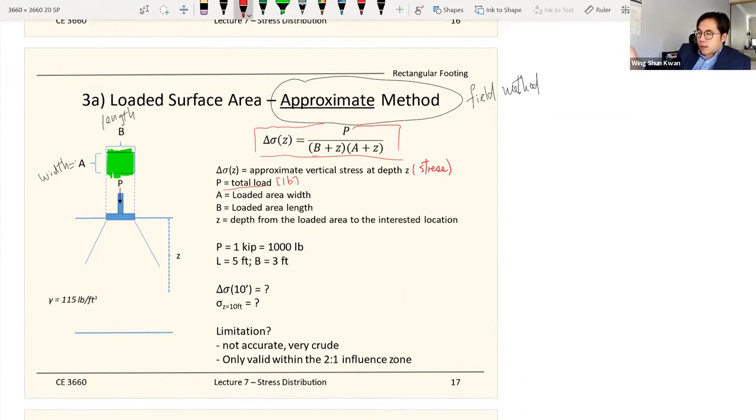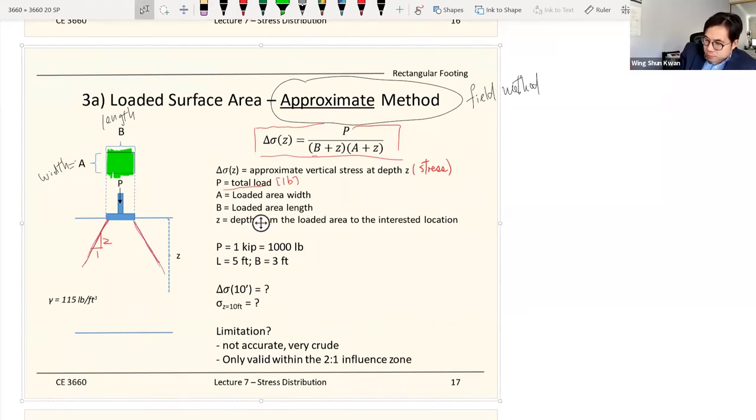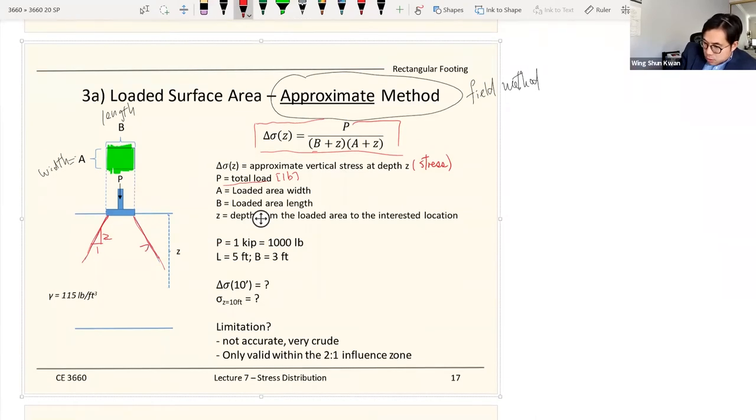This is what we call the 2-to-1 method, or 2-to-1 ratio method, which means whatever we do here only works under our influence zone, which is at a 2-to-1 ratio. So this is the influence zone.